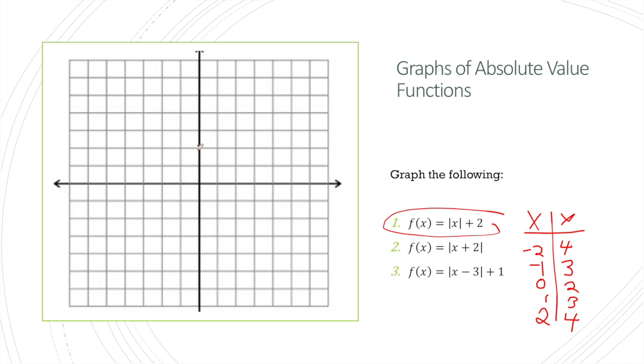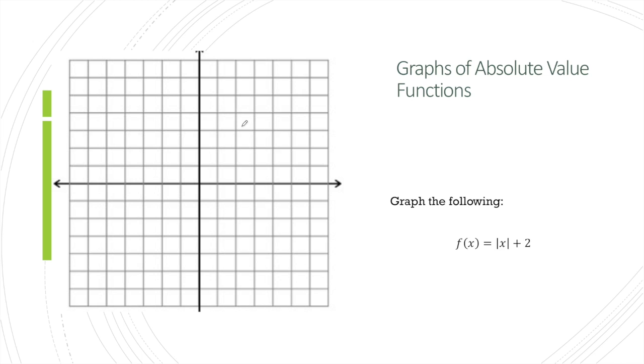So let's go ahead and plot this. I have when x is 0, y is 2. When x is 1, y is 3. When x is 2, y is 4. And that's going to give us our absolute value function. So just like parabolas, when I add a constant outside of our grouping symbol, that results in a vertical shift. We already graphed this one.